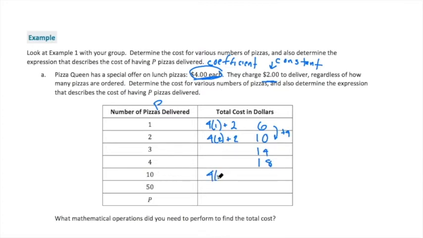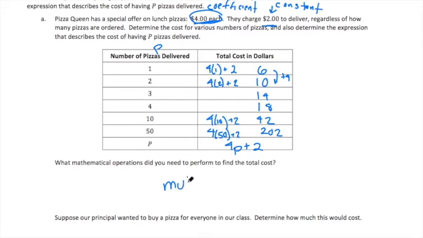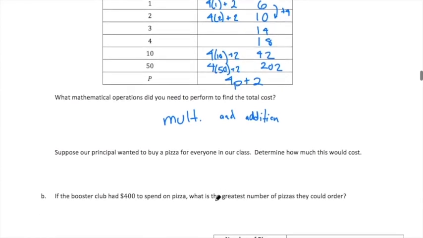So let's go back to our rule. Times 10 for the $4, and then add our $2, 42, 50. 4 times 50 plus 2 is 202. Now, see how the number in the parentheses is changing every time? That looks like a variable to me. So 4 times P plus 2 is our rule. We are multiplying and adding in this expression for this table.